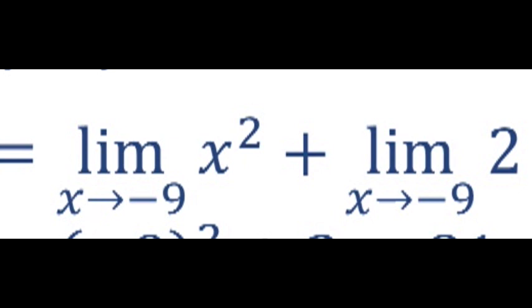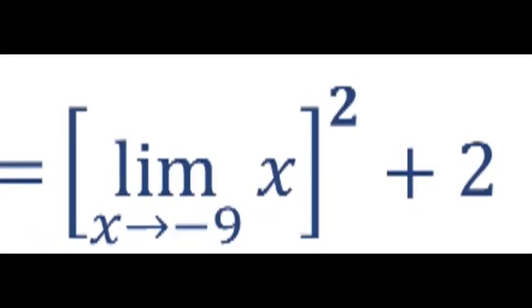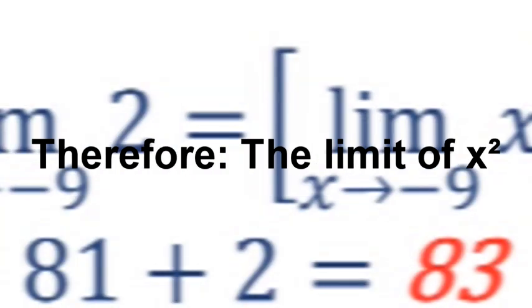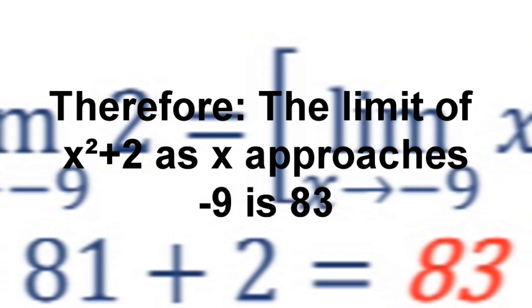Okay, let's have the first term. Limit of x raised to 2 as x approaches negative 9 plus, since that is addition, limit of 2 as x approaches negative 9. Then simplify the first function. It is the nth power of the limit of x as x approaches negative 9. So this is theorem number 2. So it gives us negative 9 raised to 2, plus 2. Negative 9 squared is 81, plus 2 gives us 83. Therefore, the limit of x squared plus 2 as x approaches negative 9 is 83.